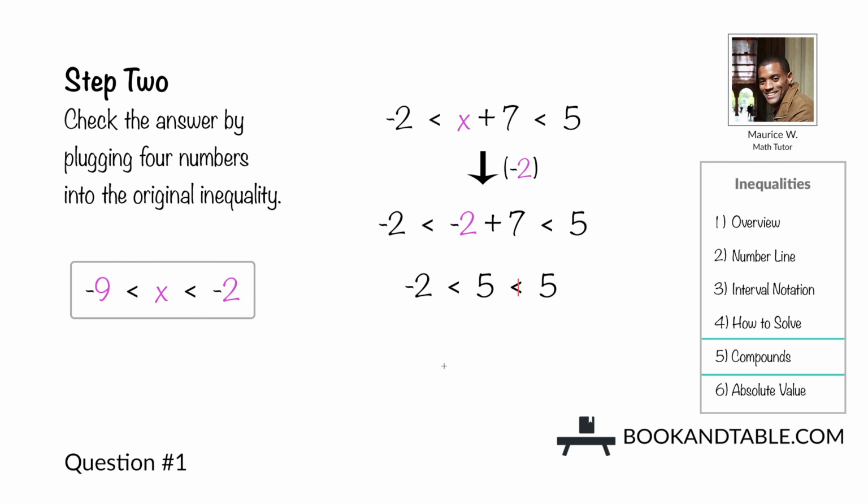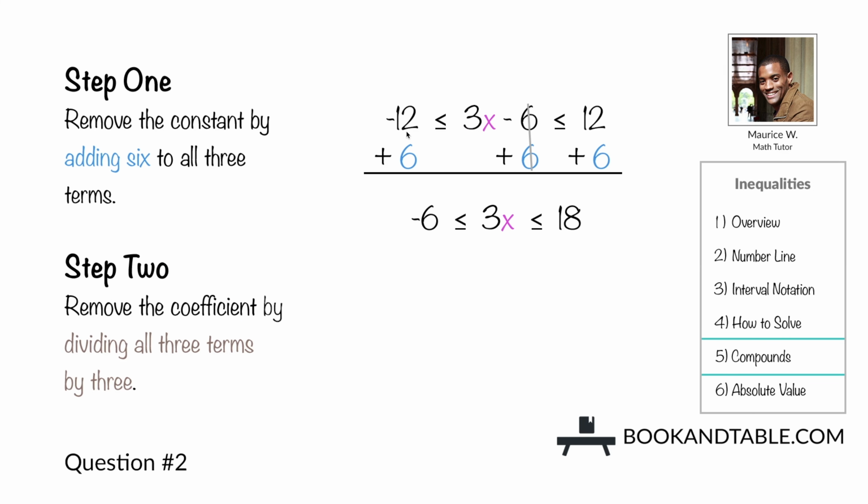Let's take a look at question number 2. Negative 12 is less than or equal to 3x minus 6, which is less than or equal to 12. Step 1, remove the constant negative 6 by adding 6 to all three terms. When we do so, we wind up with negative 12 plus 6 is equal to negative 6. 3x is in the middle, and 12 plus 6 is 18. So we have negative 6 is less than or equal to 3x, which is less than or equal to 18.